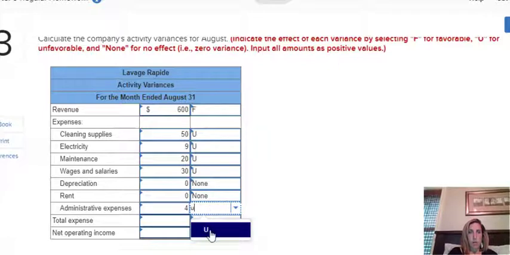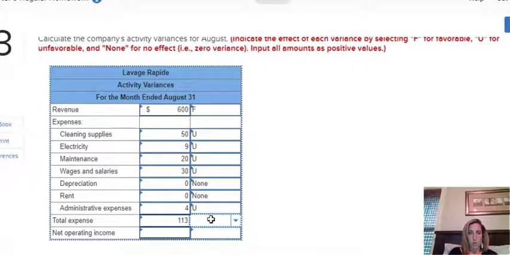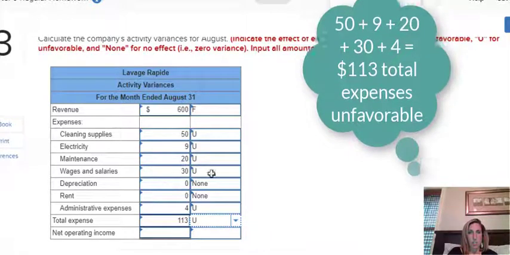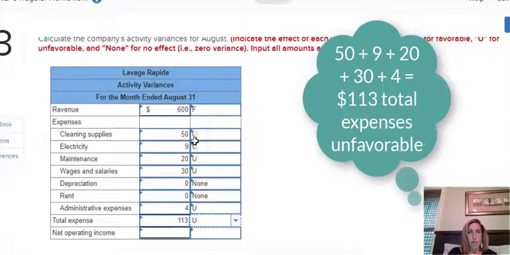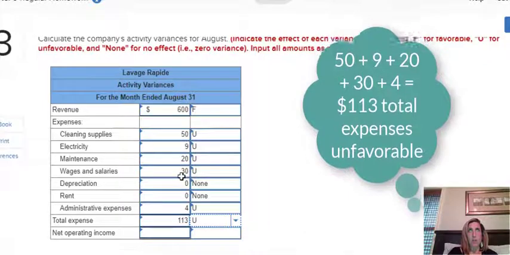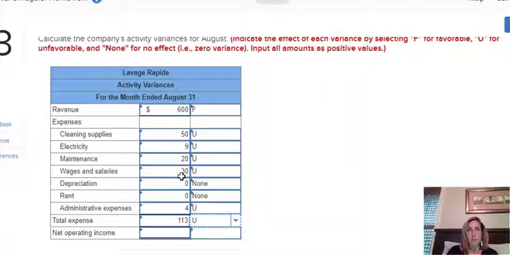So you're going to add up all of the expenses here. I have 50, 9, 20, 30, 4, 113, all unfavorable. If one of them was favorable, it would have to be a subtraction item. So you can't add favorables and unfavorables. They have the opposite mathematical sign. So I could add all of these because they were all unfavorable.